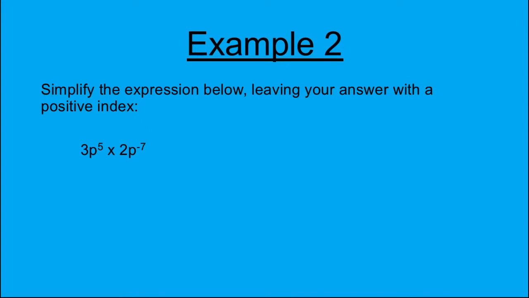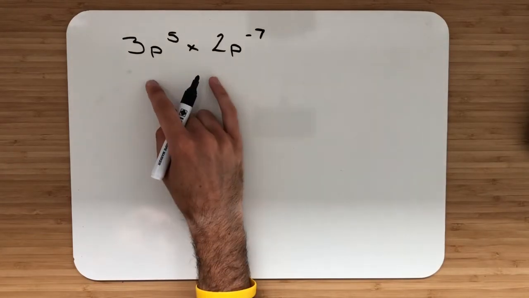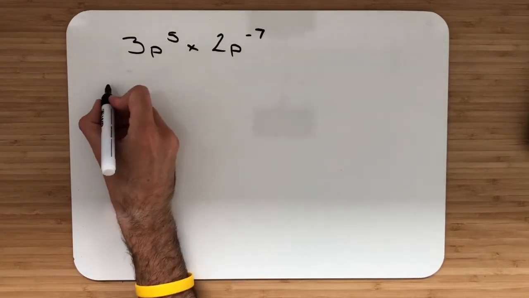Example 2. Simplify the expression below, leaving your answer with a positive index. 3p to the power of 5 multiplied by 2p to the power of negative 7. First thing we need to do in example 2 is we need to simplify this expression. So let's do this before we do anything else.